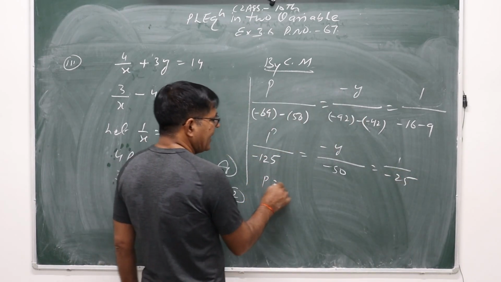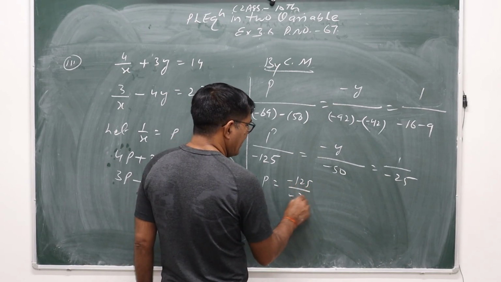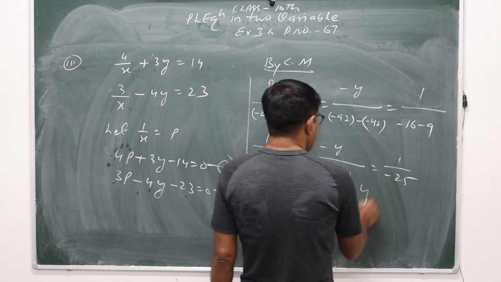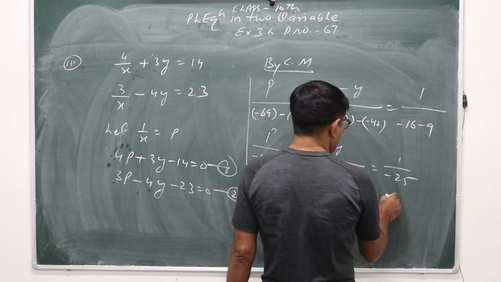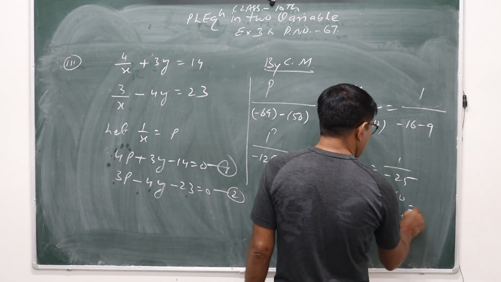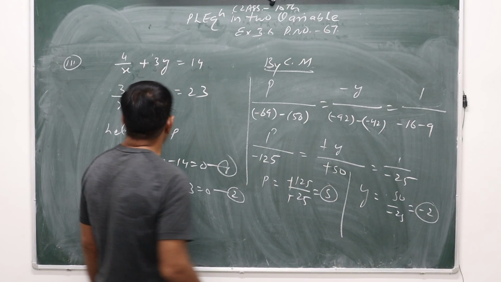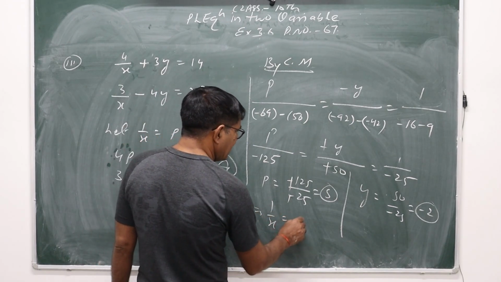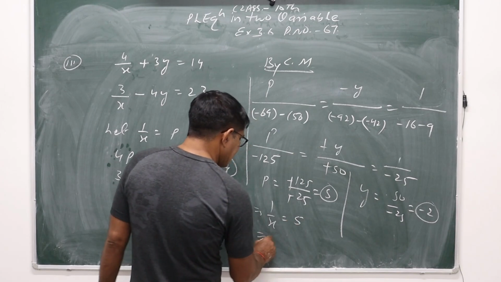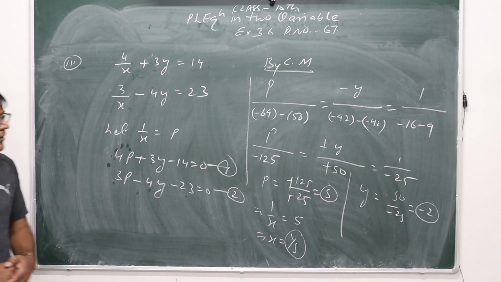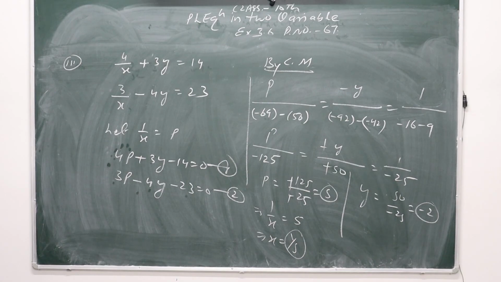So first को last से compare करेंगे, p will be minus 125 upon minus 25, minus minus plus, so p will be 5, and y will be equals to minus minus plus, so y will be equals to 50 upon minus 25, that is minus of 2. Now y की वैल्यू -2 है, p किसके बराबर था? 1 upon x, implies that 1 upon x is equals to 5, implies that x will be equals to 1 upon 5. So in this way we can reduce the given equation in standard form, and using any method we can solve for the variables x and y.